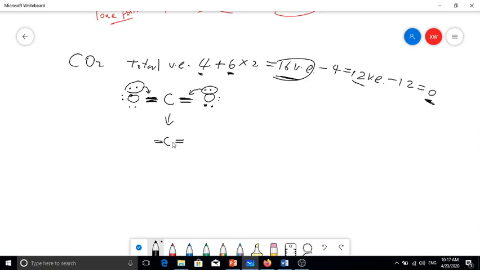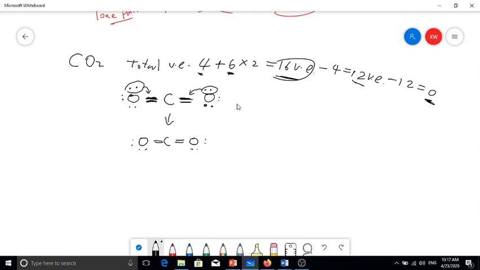Again, we're forming double bonds because we ran out of electrons. Each oxygen has 2 lone pairs, 2 bonding pairs, and the carbon in the middle has 4 bonding pairs. But regardless, they all have 4 pairs, so that's all you need.